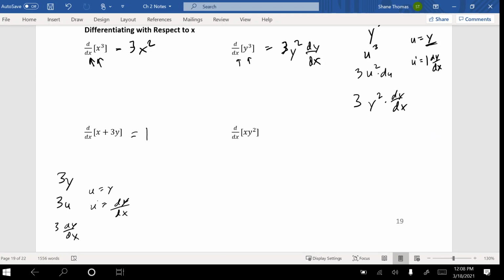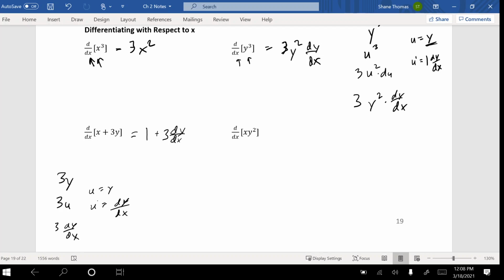All right, so then back up to the original problem. Differentiated the x, that's 1 plus 3 dy dx. These are just a couple to get the idea of what it's like to differentiate that y term. When we get to the next ones, we're going to get rid of that dy dx and clean this up a little bit. All right, last one, xy squared.